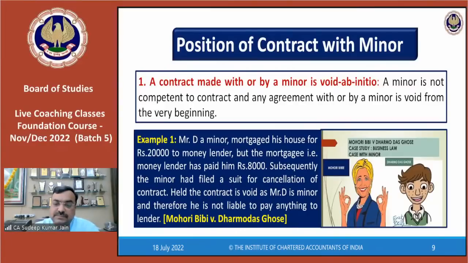Again, Mohri Bibi told, okay, the contract is void. I will return the papers of land, but I need back my 8,000 that I have given to him. When the court asked Dharamdas for the 8,000, Dharamdas told that the money was not with him, that he had expended the money. Now, as per the Indian Contract Act, a minor is not liable to return the amount, because law says any contract with a minor is void and a minor is not liable to return the benefit taken by him.